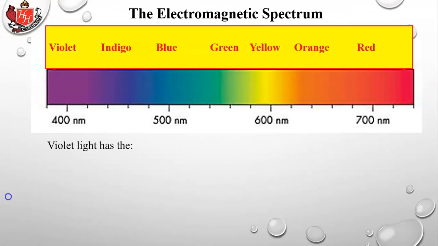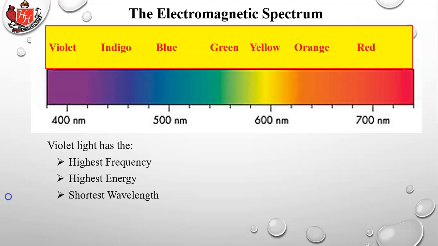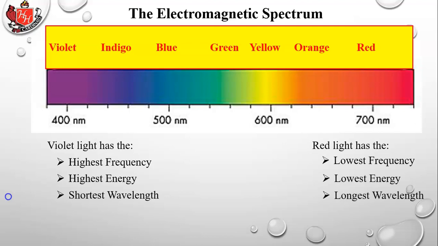So violet light has the highest frequency, highest energy, and shortest wavelength. Remember, wavelength and frequency are inversely related, so high frequency means short wavelength. Red light has the lowest frequency, lowest energy, and longest wavelength.